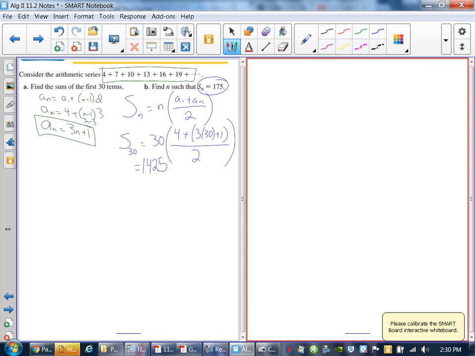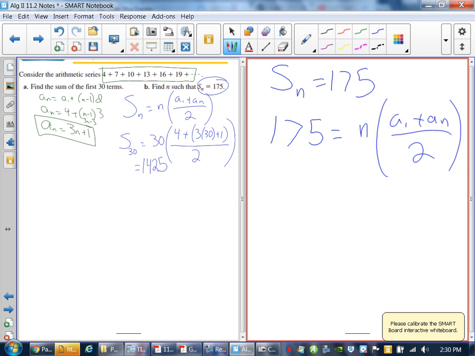Can you have a decimal? 17. Here's what happens. That's my guess. You're trying to figure out how many of these you have to add up to equal 175. So 175 will equal how many added up: the first term plus the nth term over 2.